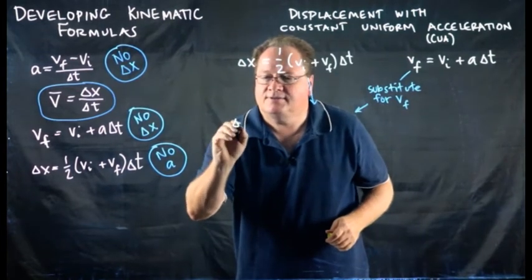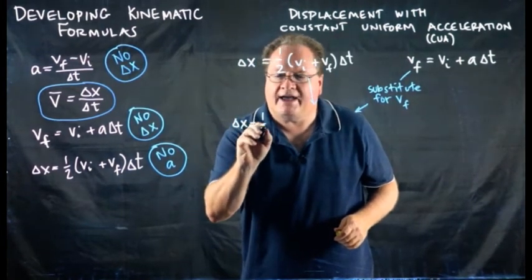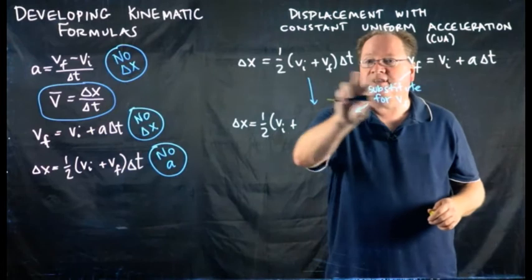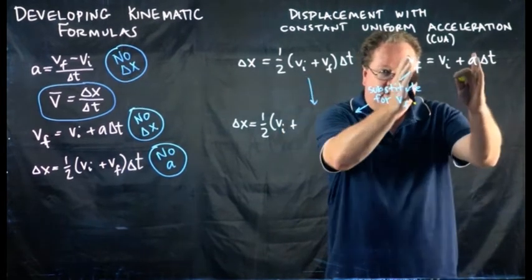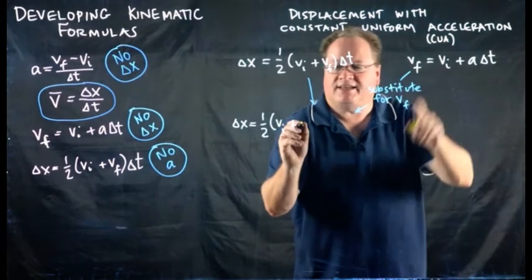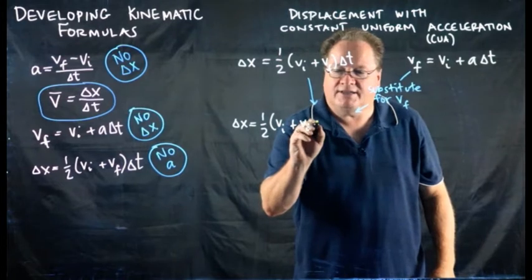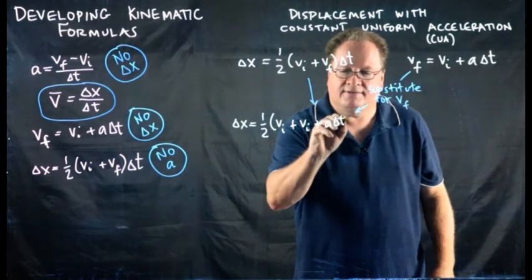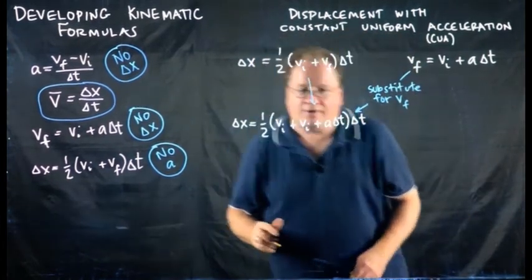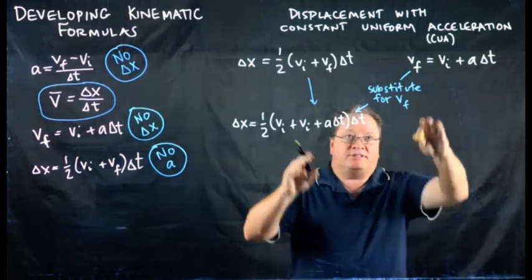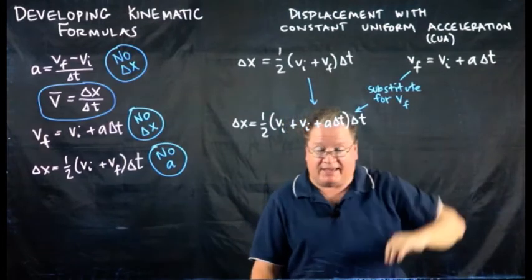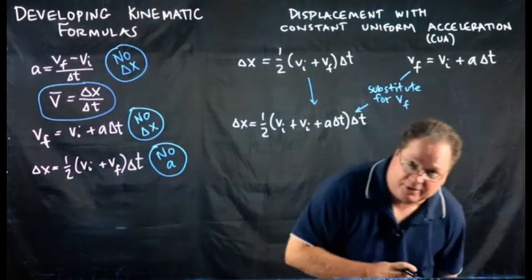So this becomes delta x equals 1/2 (vi plus, now here I'm going to substitute this in for vf. All right, I'm going to take this and substitute for vf, so that instead of having vf right here, I instead have vi plus a delta t) times delta t. All right? So notice that substituting this in for vf basically serves the function of removing vf from the equation. vf's not in there anymore.